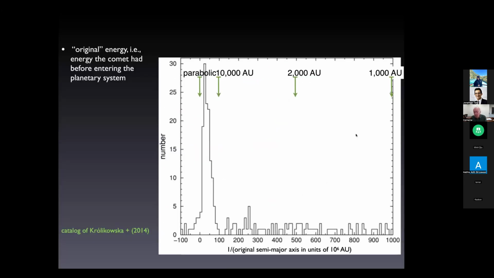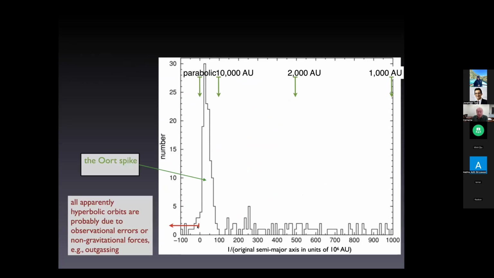Ask what the semi-major axes would have been out at those distances before the comet was perturbed by the giant planets. When you do that, you get a plot looking like this one, with the horizontal axis being the inverse semi-major axis. There's 1,000 astronomical units, 2,000, 10,000, and an inverse semi-major axis finally of 0, corresponding to a parabolic orbit. So in this plot, all the orbits to this side of 0 are bound. All the orbits this side of 0 are unbound. However, all of the unbound orbits, as far as we can tell, are probably unbound either because of observational errors in determining the semi-major axis or non-gravitational forces such as outgassing.